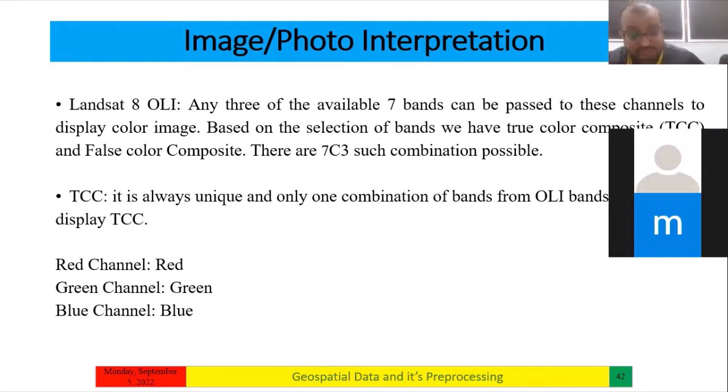But it is also possible that from the red channel we pass blue, from the green channel we pass blue, or from the blue channel we pass the third one. In that case, it is not true, but false. So that is a false color composite. We do this for the visualization of the image, to see in which combination which color is shown and which feature is getting enhanced.